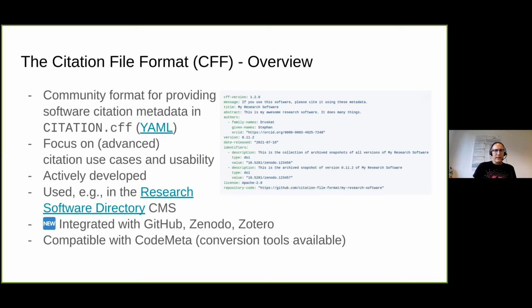And a bit of history. So CFF was initiated as an iteration on plain text citation files that provide citation information for software to make them machine readable, because we thought that would be a good idea and they would make the information more usable. CFF files are called citation.cff, and the format itself is implemented in YAML, and it has a clear focus on citation use cases only.